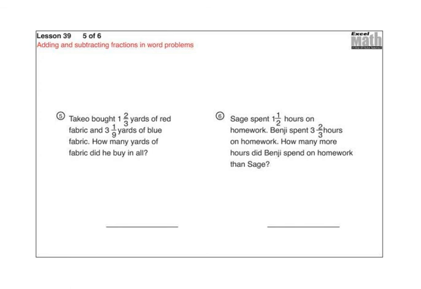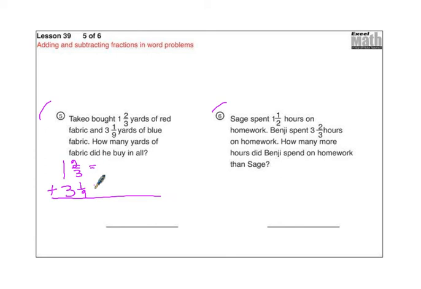All right, 2 last problems to do. Pause the video, do 5 and 6. Turn it back on when you're ready to see the solutions to these. Okay, Takeo bought 1 2/3 yards of red fabric and 3 1/9 yards of blue fabric. How many yards of fabric did he buy in all? We have to do 1 2/3, and we're adding 3 1/9 to that.